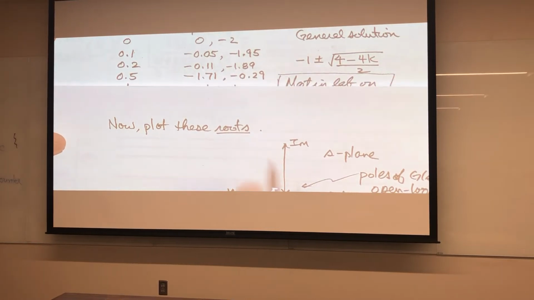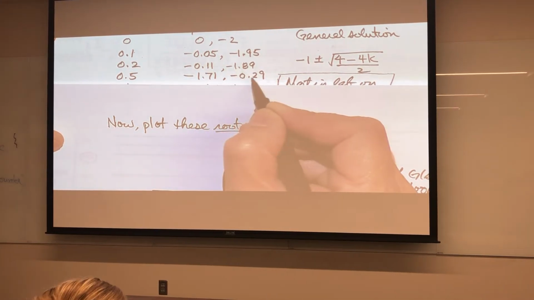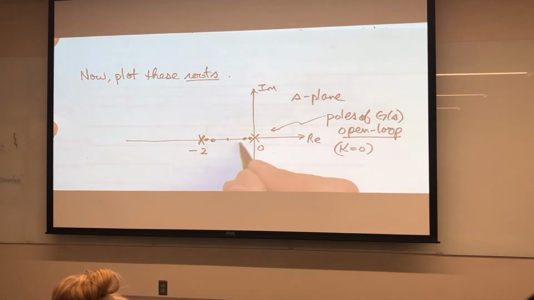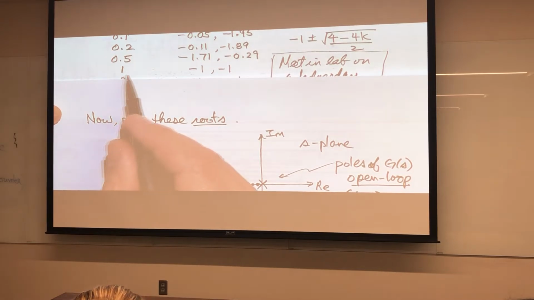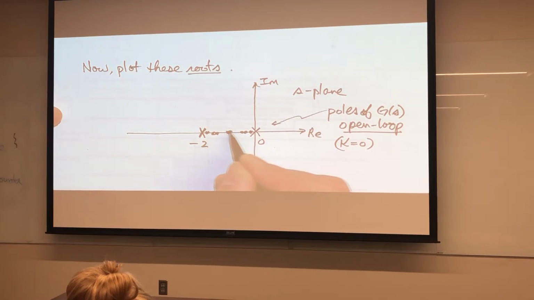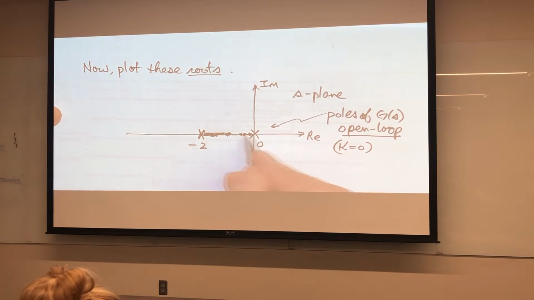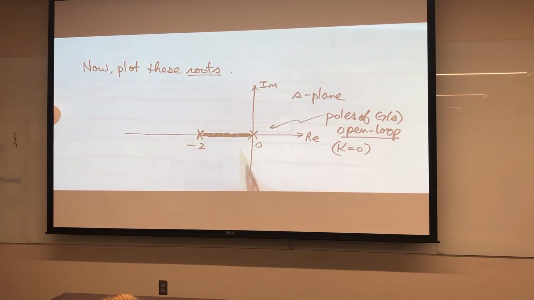I'll continue on. Unfortunately, I got these two reversed. But as k increases, this one's starting to get more and more negative. -0.29 and -1.71. -0.29 is about here. -1.71 is somewhere about there. And then when k is equal to 1, I got -1 and -1, so they're both right here. I'm going to plot them right here, -1 and -1. And so basically, as k is increasing, if we had more time to calculate these things, they're moving along this line. And then when k is equal to 1, they're both equal.